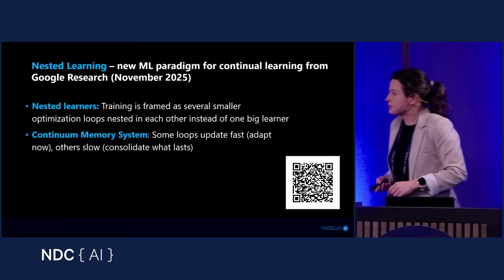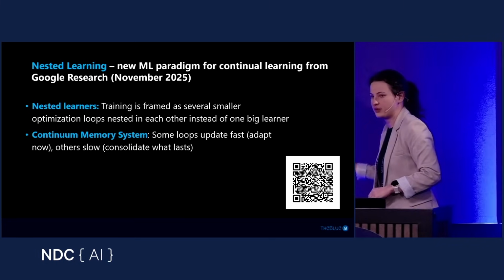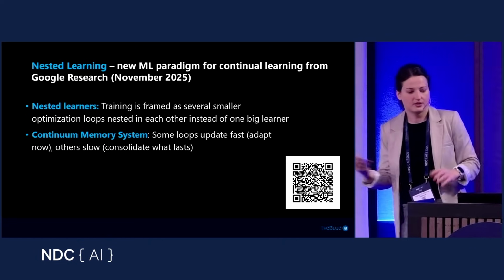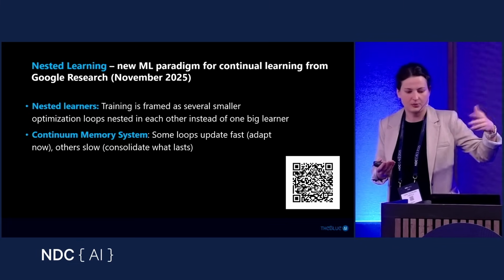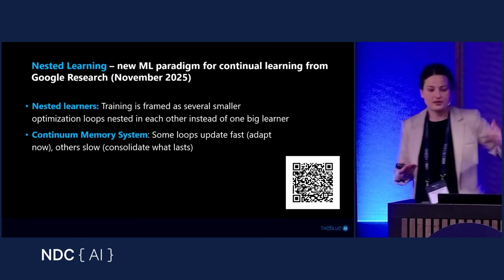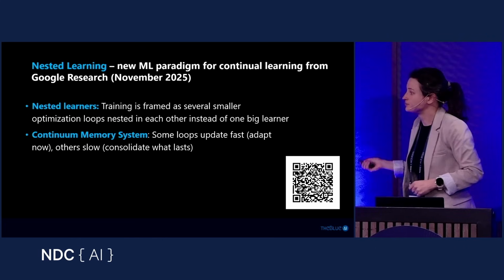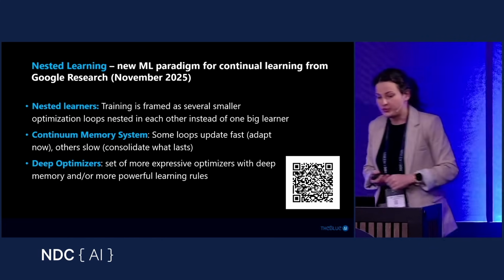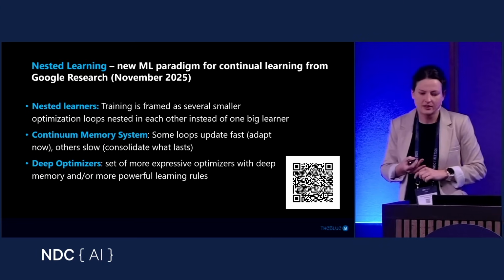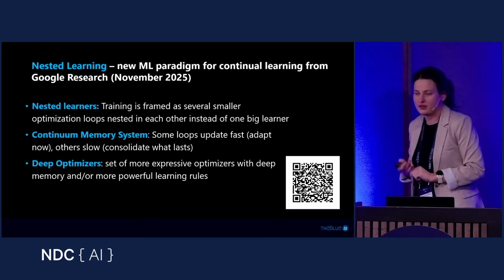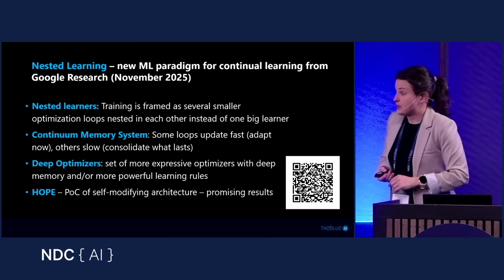They also introduced something called a continual memory system. This is also quite interesting because they draw even more comparisons to the human brain. The human brain doesn't update everything at the same speed. It also has something that is happening more quickly and adapting now, and there's also the slower part, which is consolidating the memories that we keep for later. They also propose new deep optimizers. They say that the current optimizers like Adam are not so efficient if you would like to combat catastrophic forgetting.